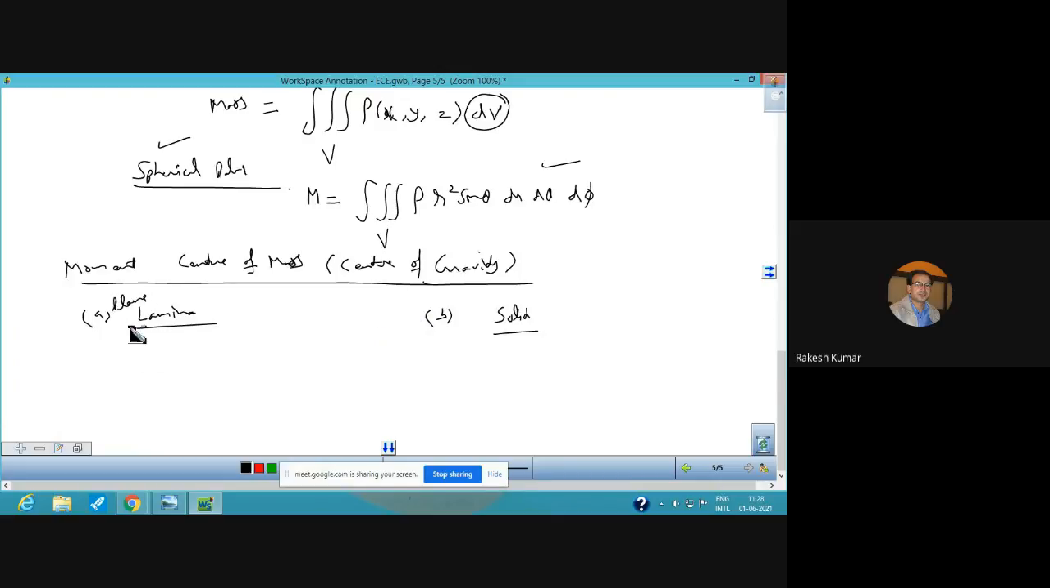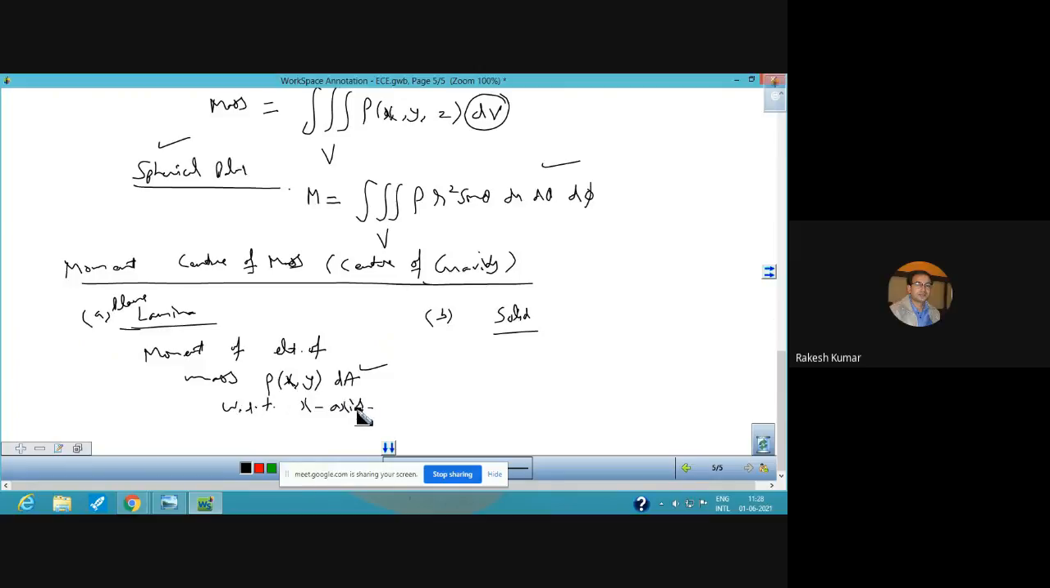This is a plane lamina. So, a moment we can find out. The moment means the moment of an element of mass, and the mass is rho(x,y) dA for the plane lamina, with respect to x.